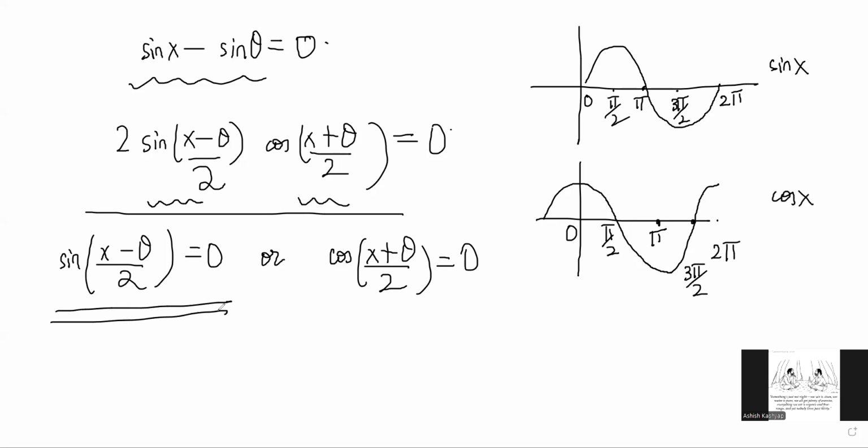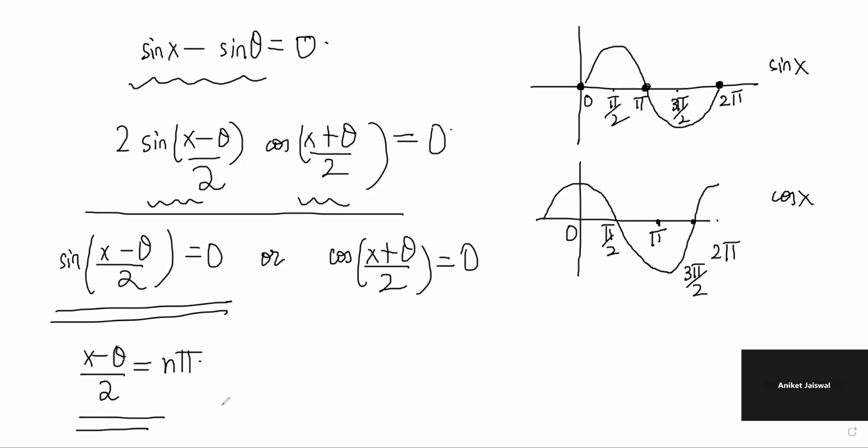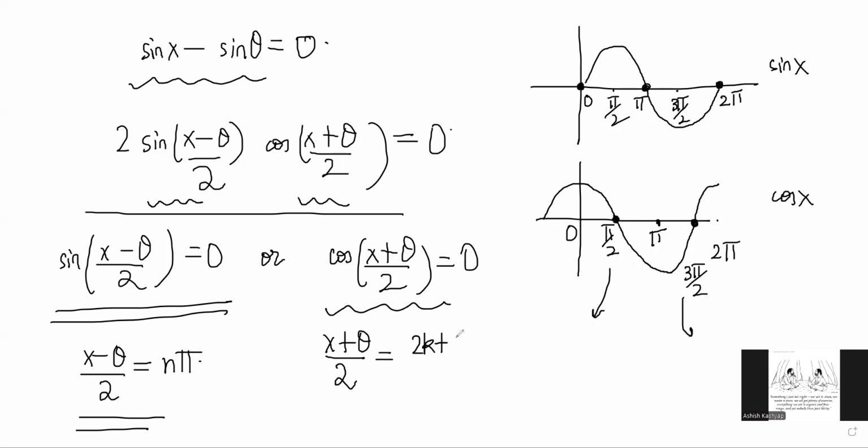We can see in the sin x graph, anytime it is a multiple of pi, it will be 0. So we have to say that x minus theta by 2 is some integer multiple of pi, right? And here we can see that whenever it is an odd multiple of pi by 2, it is 0. So we can say that it is (2k plus 1) into pi by 2.